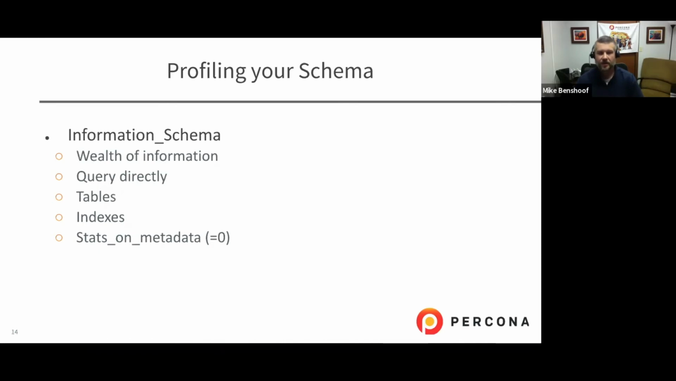One thing to note, the stats on metadata is a variable that you'll want to be aware of here. If we have that set to on, as I'm querying the information schema tables and indexes tables, what that's going to be doing is recalculating my statistics. So keeping an eye on that, that can add some impact to the server. So we want to make sure that we're not always doing that. If you're going to be doing a lot of profiling of the schema, turning that off would be helpful.